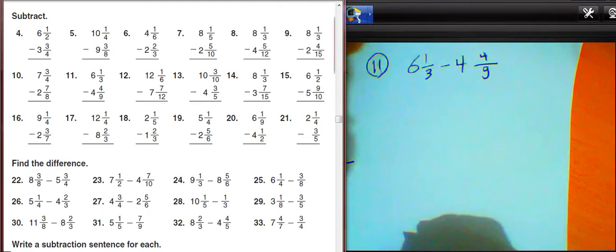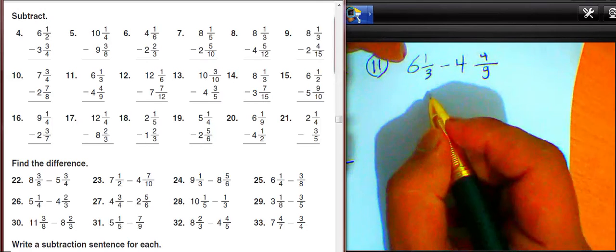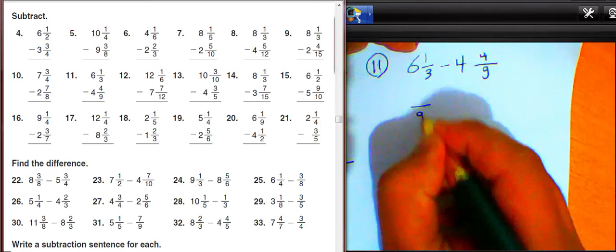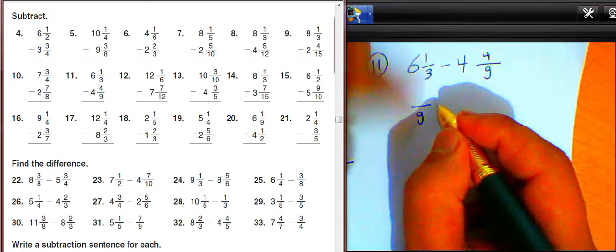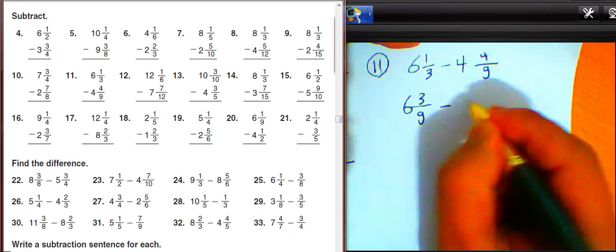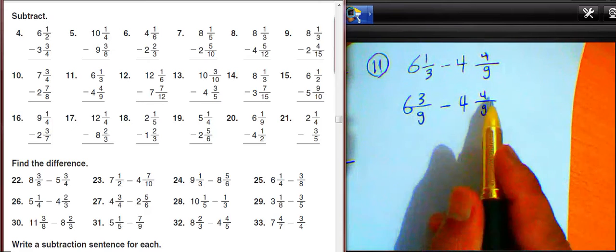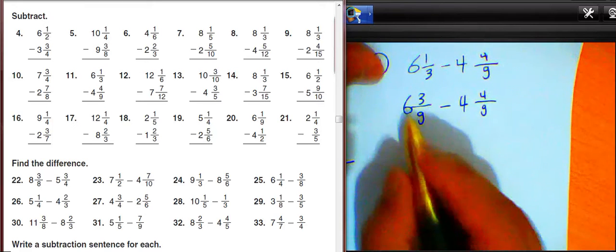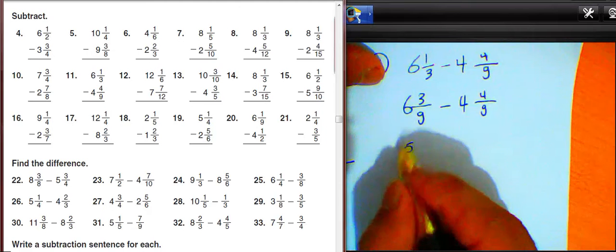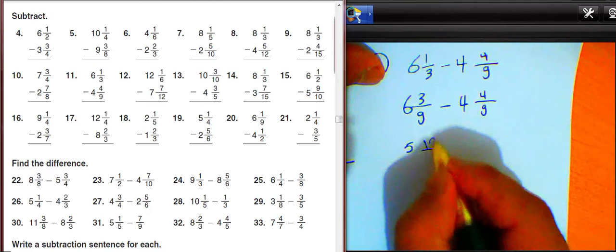We know 9 can be divided by 3, so we must convert this fraction, 1 over 3. The denominator will be 9. 3 times 3 equals 9. 3 times 1 equals 3. And we can write 6 here. Subtract 4 and 4 over 9. 3 subtract 4, we can't do it. We must borrow 1 from 6. 6 will be 5, and 1 will be 9 over 9. 9 over 9 plus 3 over 9 will be 12 over 9.